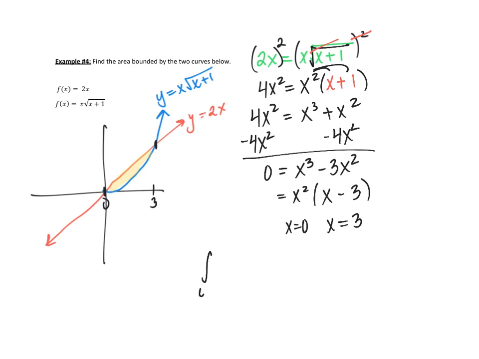So again, we're going to do 0 to 3 of my top equation, which we said was the line, so 2x, minus the bottom equation, which we said was our radical, so x times the square root of x plus 1, dx. Now, I know that this equation here looks really complicated, and there's probably no way that you're going to be able to combine like terms, and that's okay. You can just type this into the calculator just the way you see it. So why don't you try that now? Type all this in, and then hit resume when you're ready for the answer.